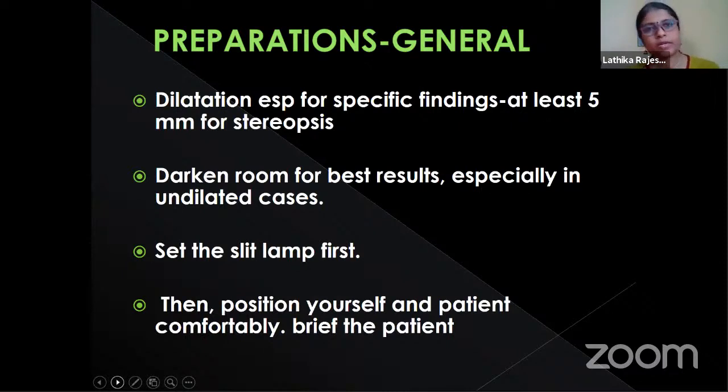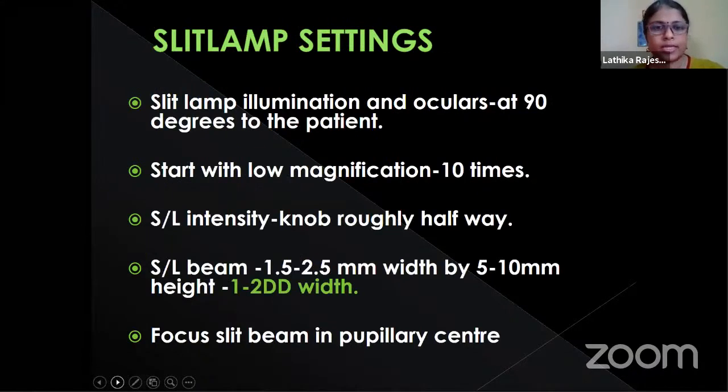One common mistake I always see PGs making is that they ask the patient to sit in position first and maintain a difficult position. That will make them more uncooperative by the time you actually do your examination. So first position yourself, then the slit lamp, and last of all ask the patient to be in position. So let's see how all these things are done.